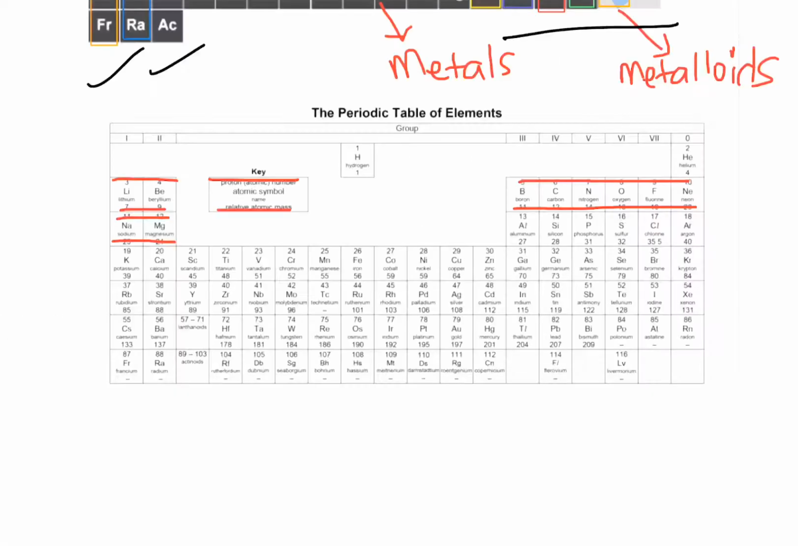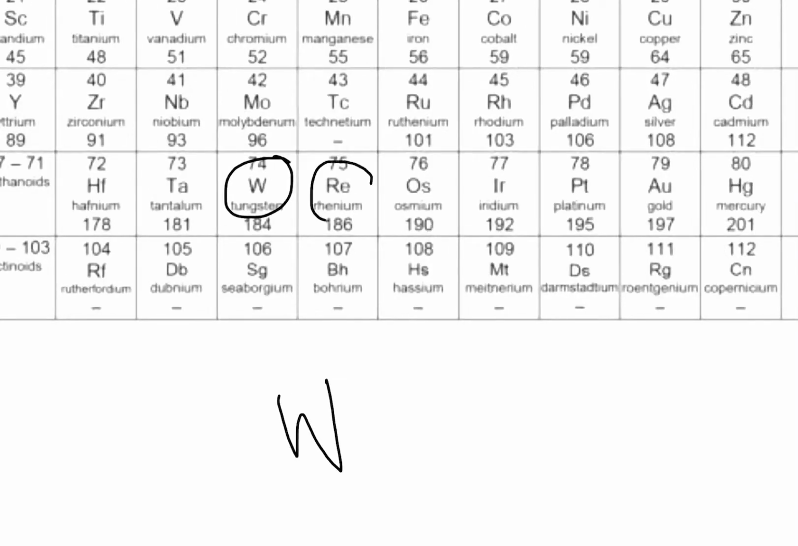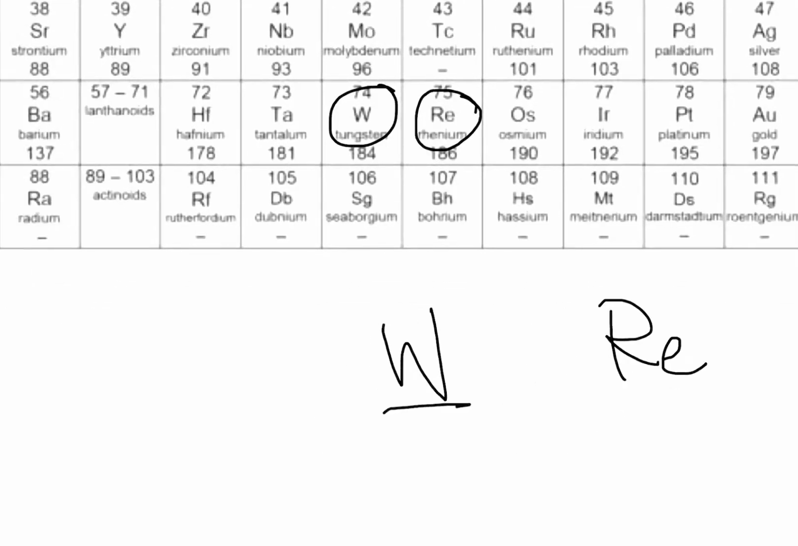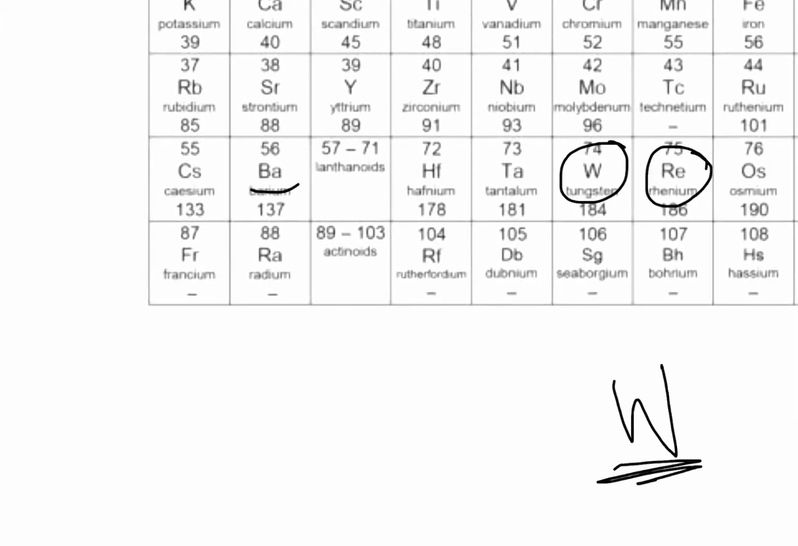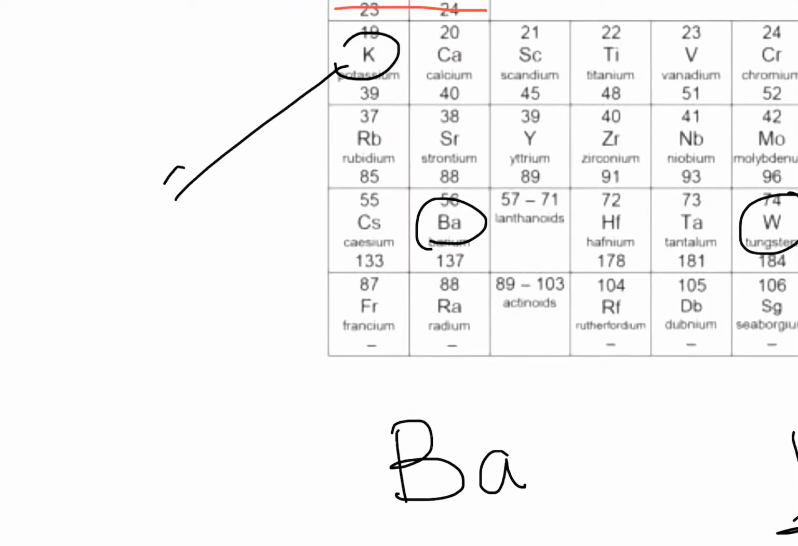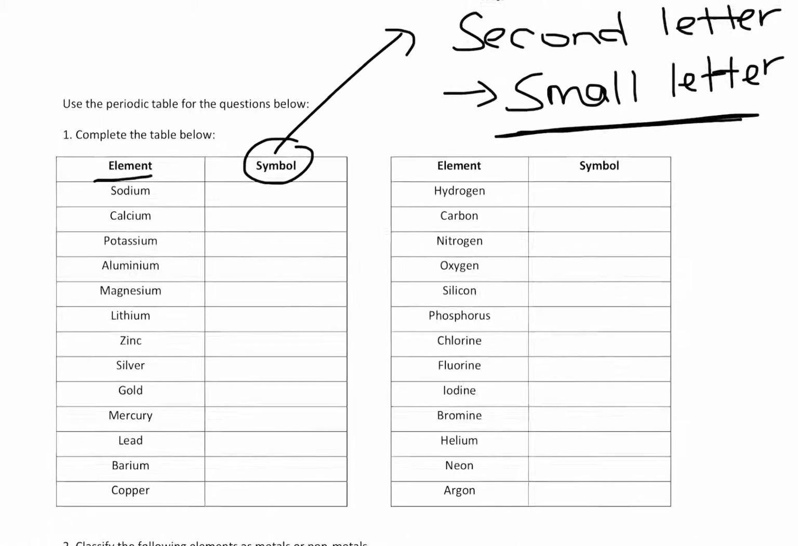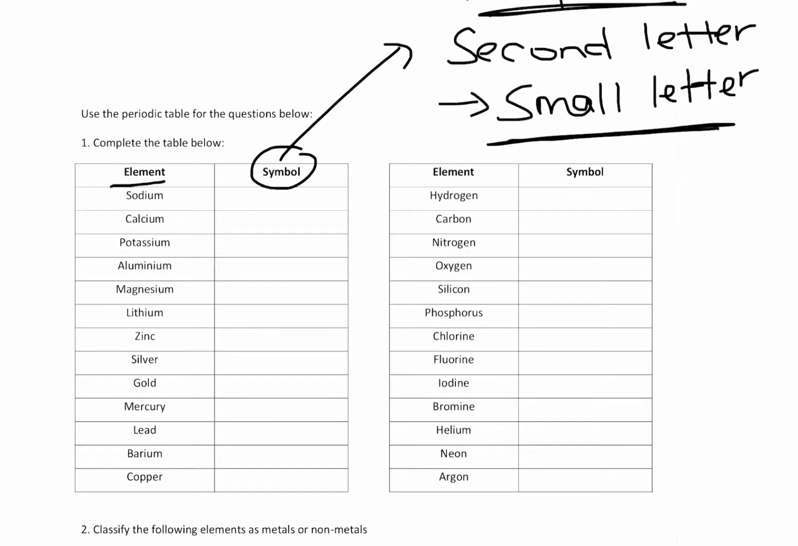Let's see, for example, in the periodic table, tungsten. The symbol is W, capital. But if you see rhenium, R capital, E small letter. So the first letter should always be capital. Let's see another one. Barium, B capital, A small letter. One that has a single letter: potassium is just K, capital. So be careful. If it has just 1 letter, it should be capital. If it has 2 letters, the second letter should be a small letter.